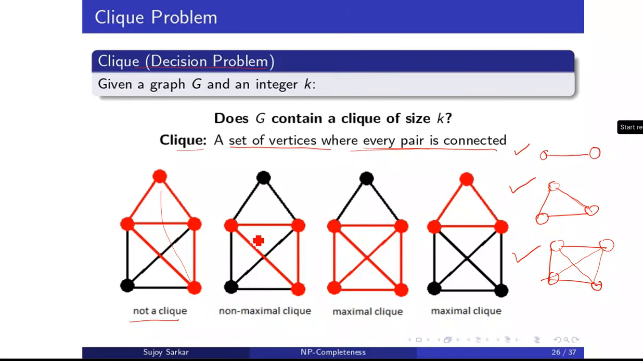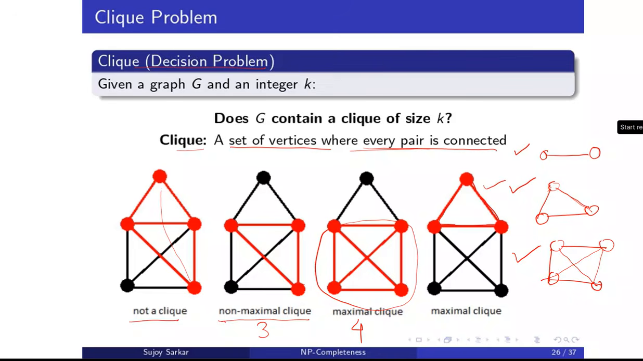But is it a maximal clique? That is, can these 3 vertices be part of a larger clique? Yes, it can. So this is not a maximal clique, because I can take the 4th vertex and this is part of a larger clique of size 4. When I take these other 3 vertices, is it a clique? Yes. Is it a maximal clique? Yes, because these 3 vertices cannot be part of any larger clique.